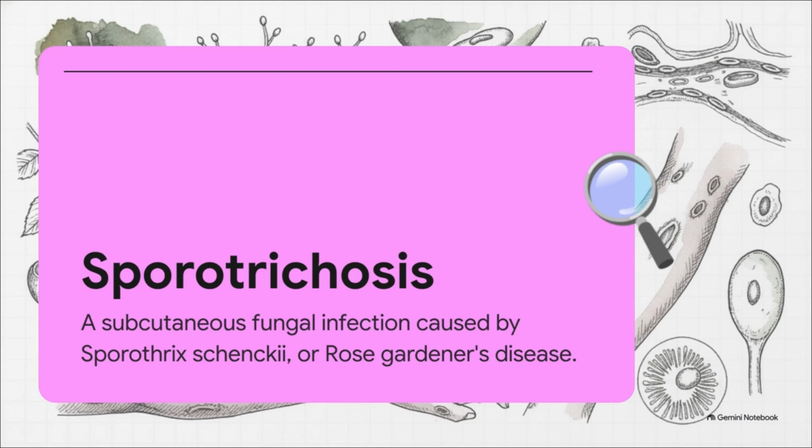Just imagine the classic patient demographic sitting in your chair. Landscapers, florists, agricultural workers, or even just your everyday home gardening enthusiast. They're working outside, handling vegetation, and bam, they get pricked. You really want to cement that association in your mind right now. Whenever you see Sporothrix schenckii on a test, think of the outdoor worker and think of rose gardener's disease.